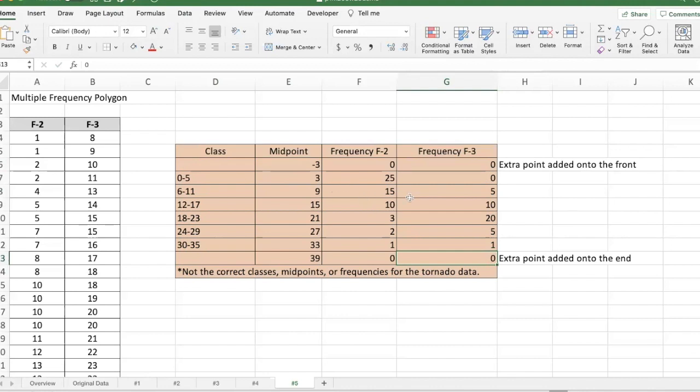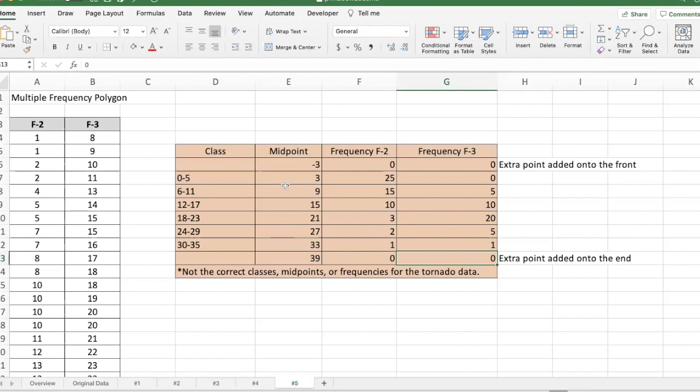We've got two frequencies because we're going to draw two graphs, and we put one point at the beginning on the front end, equally spaced from the previous midpoint, and we add one more point at the end. Both of them are on the horizontal scale, so you're going to see these two graphs begin and end at the same place. Okay, let's take a look.